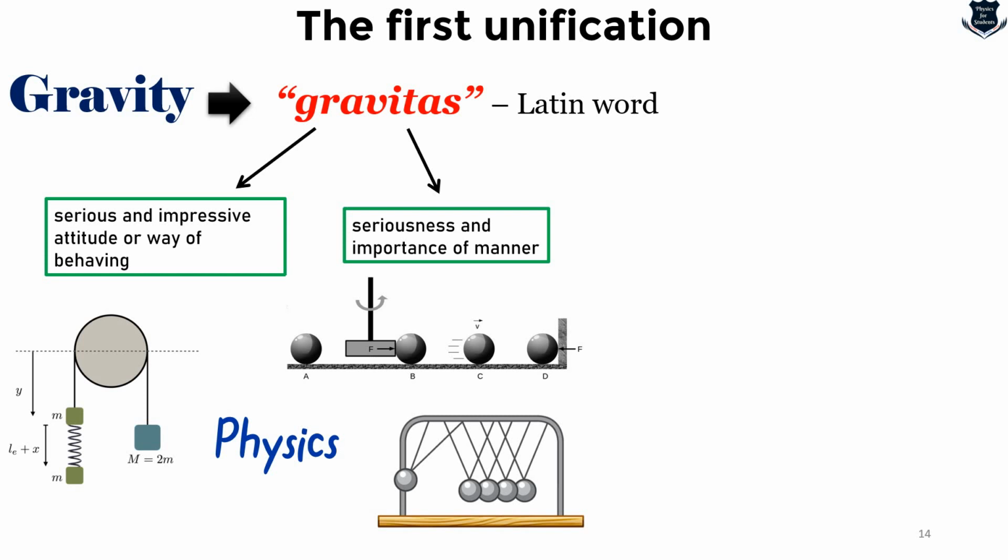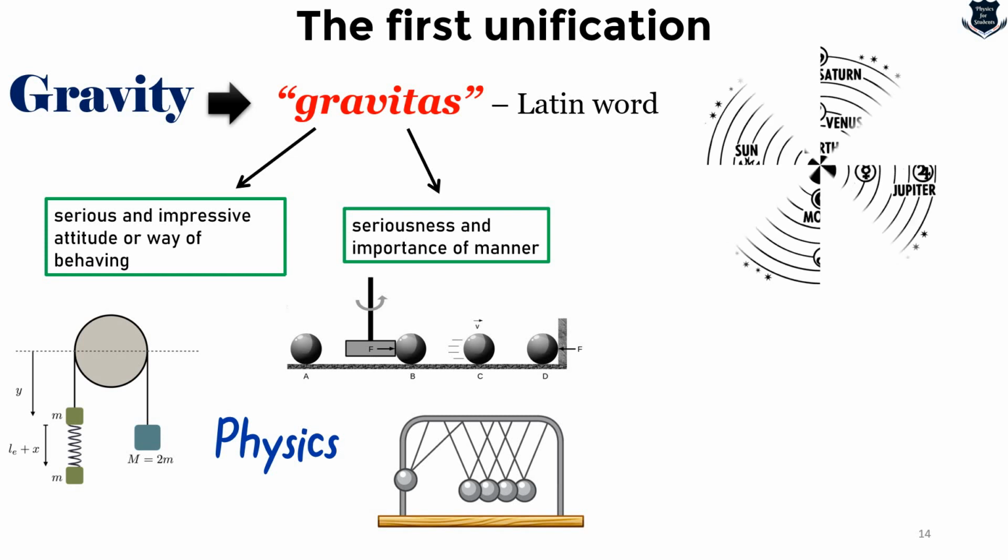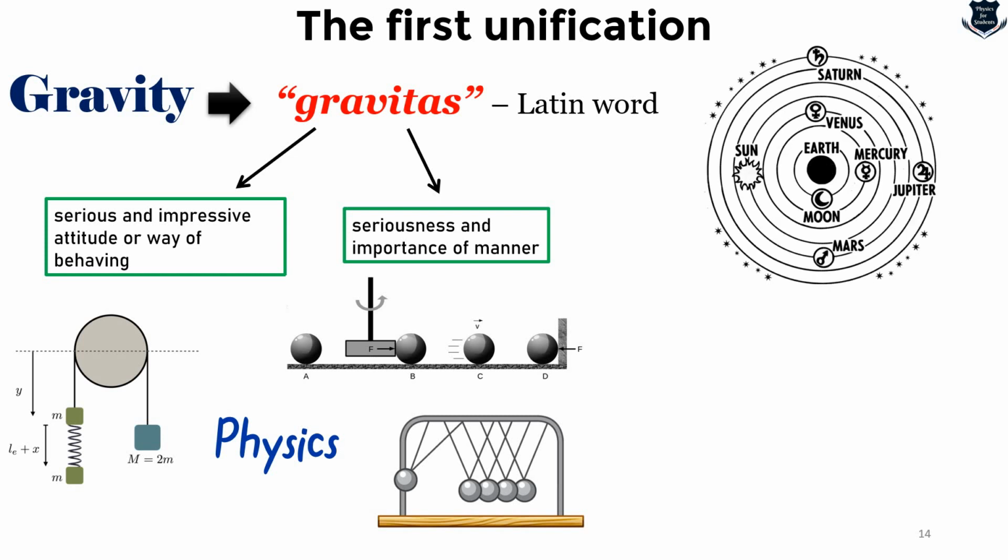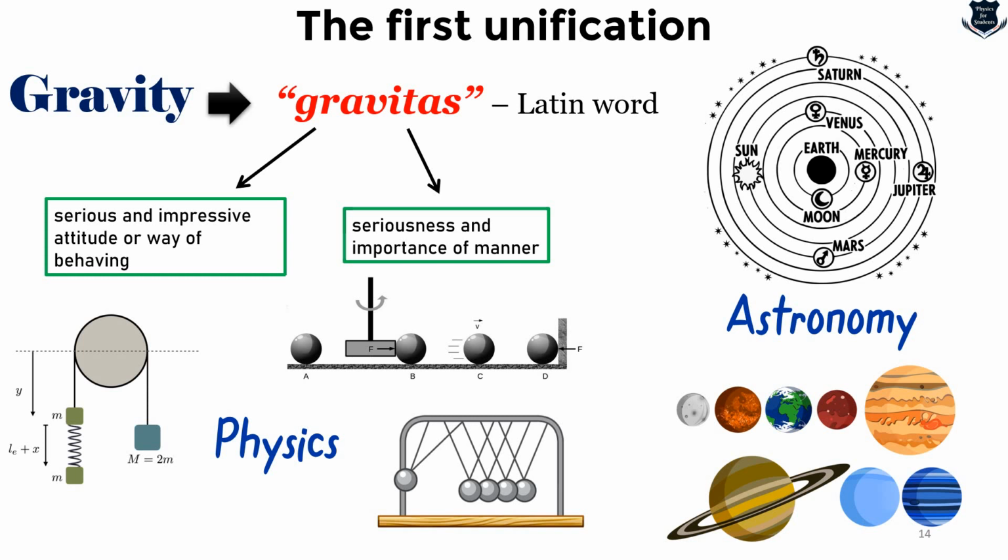motion of all bodies, and when we raise our eyes to the sky, then we see the earth and Mercury and Mars and moon and astronomy. These are the two dimensions. These are the two things which were always keeping human beings in awe, in surprise. And that was basically done with the first unification.